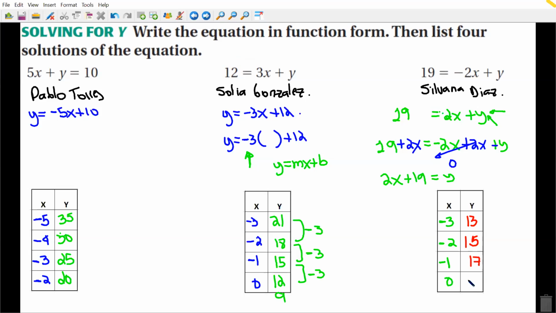0 is 19. 19. Because remember, every time you replace x with 0, it's going to be equal to b. Silvana, good job. Guys, any questions in these 3 exercises?